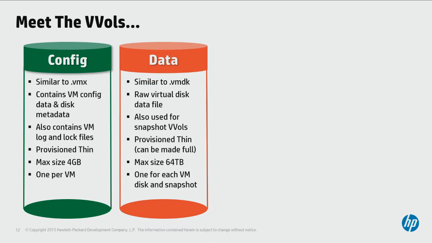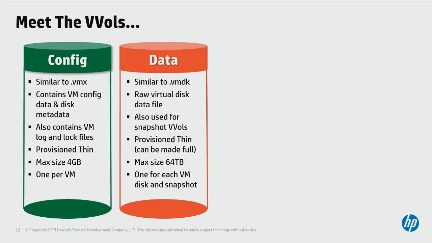The data one, and that's similar to a VMDK. So essentially, that's our virtual disk. It's essentially just a raw disk file. It's also used for when we take a snapshot of a VM, you'll see another data VVol created for that virtual machine. The max size of that is up to 64 terabytes, which is in line with the max size of a disk file in VMFS.